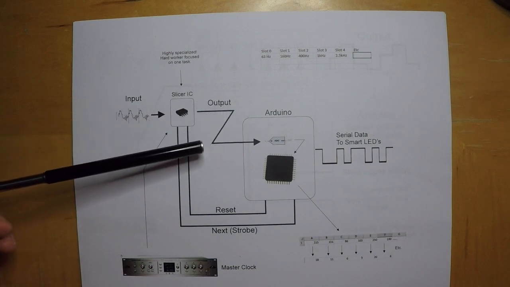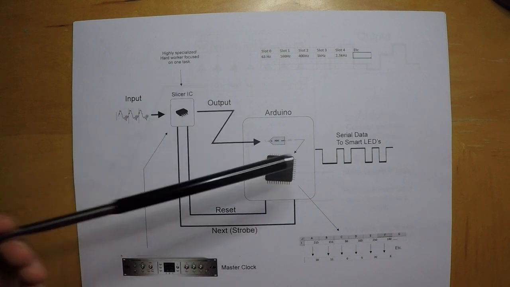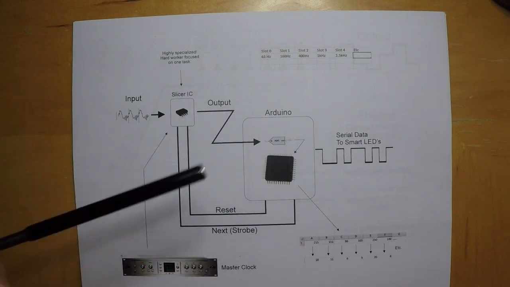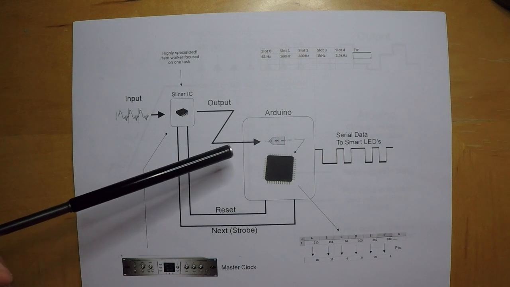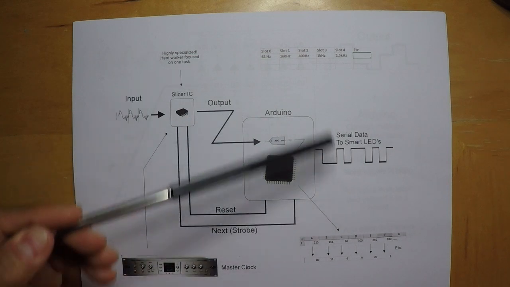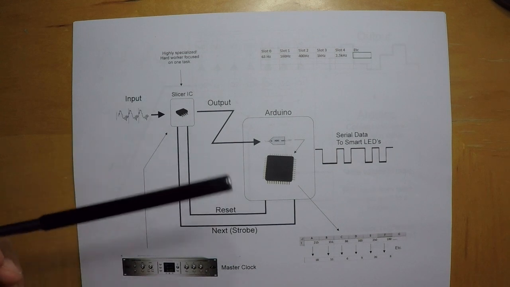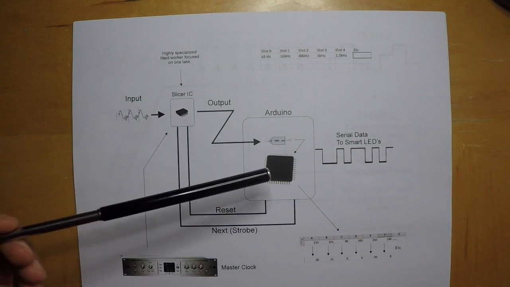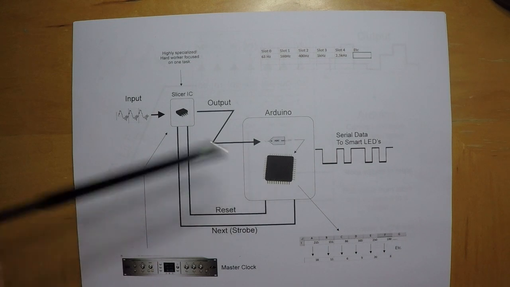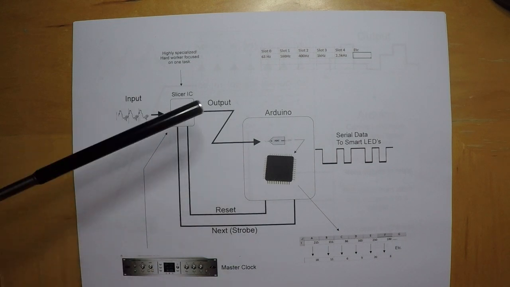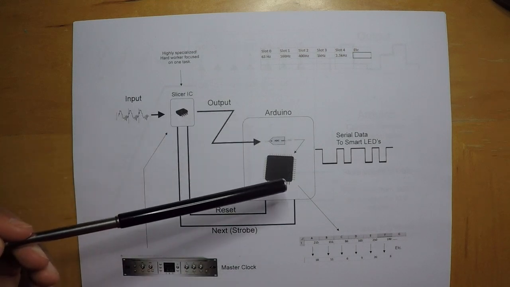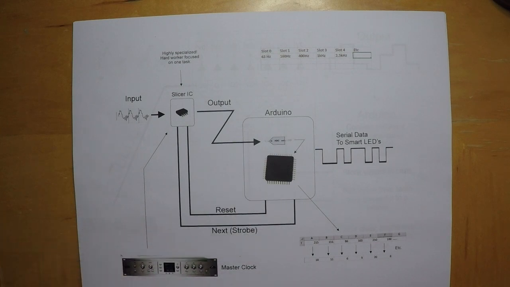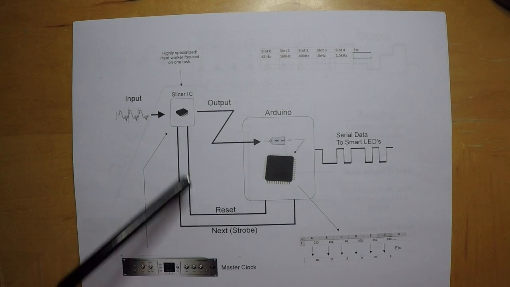This output line is feeding an Arduino. Arduino is like a super cheap, super inexpensive PC running at 16 megahertz. With respect to this project, the Arduino is kind of like a timekeeper or a traffic cop. He sets the pace at which the slicer IC works. So he's receiving information from the slicer, but he's also commanding the slicer to do things at certain intervals. You'll notice there are 2 lines coming out of the Arduino going to the slicer IC.